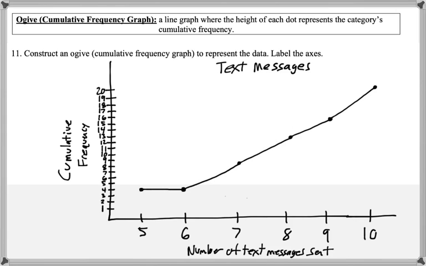And just to recap how we read this, 7 has a cumulative frequency of 9, which means that 9 people sent 7 text messages or less.